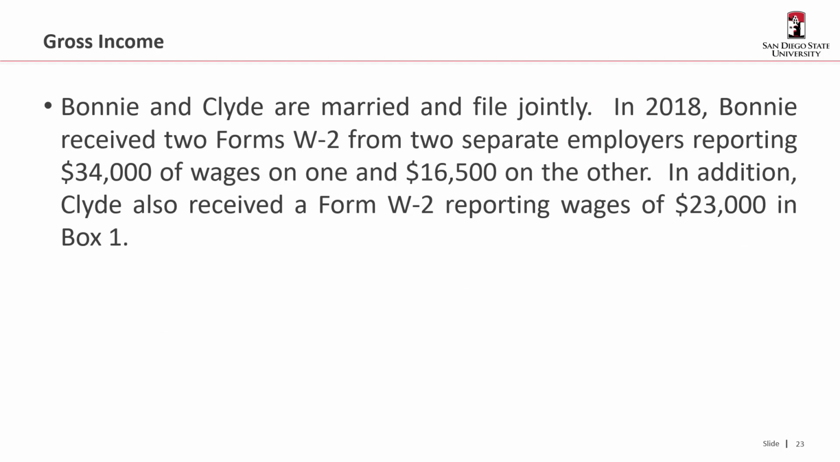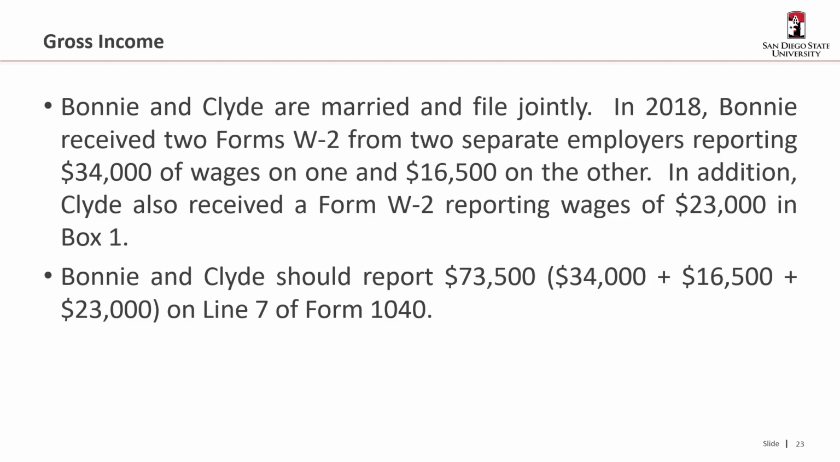So Bonnie and Clyde are married and filed jointly. In 2018, Bonnie received 2 Forms W-2 from 2 separate employers, reporting $34,000 of wages in box 1 on one and $16,500 on the other. In addition, Clyde received a Form W-2, reporting wages of $23,000 on box 1. So as a result, Bonnie and Clyde would report all $73,500 on, not line 7 anymore, on line 1 of Form 1040.